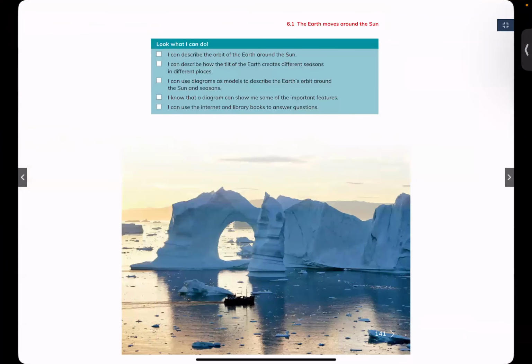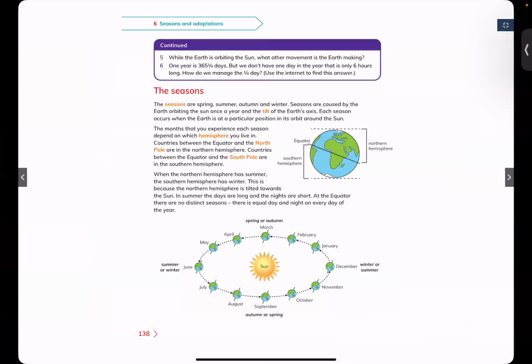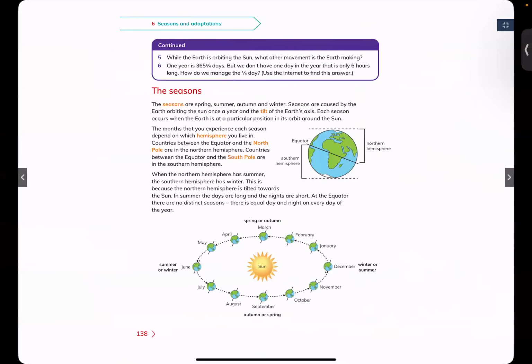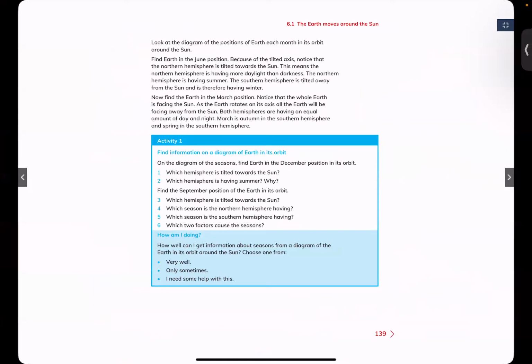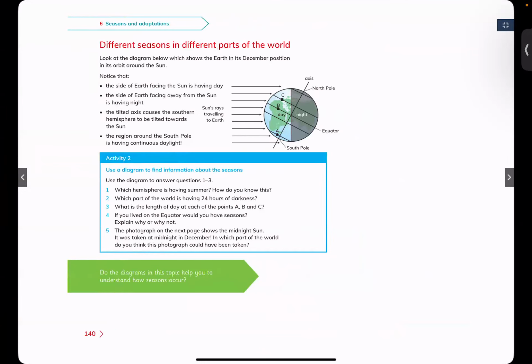So your homework would be that you, after watching all that I have explained, you should be reading 6.1 completely. And then you should be solving all the questions that are given over here. You can do that orally, or if you want to, you can write it down as well. So these are the questions that you have to solve. I'm sure after the explanation, you can easily answer these questions that are mentioned in activity 1 and activity 2.